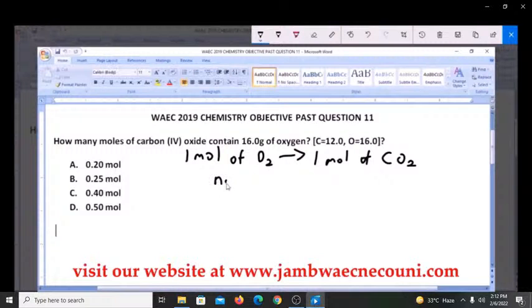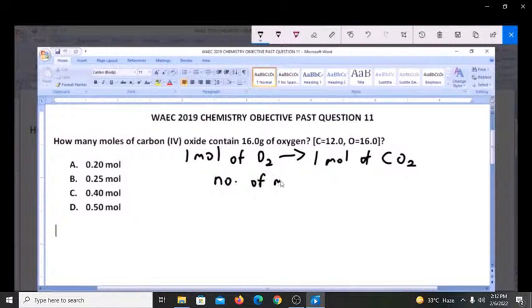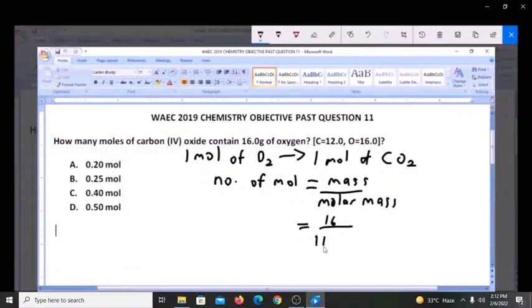So number of mole is equal to mass over molar mass. Now the mass we are considering is 16 grams, and the molar mass is 16 multiplied by 2, because there are 2 atoms of oxygen present in a molecule of oxygen, as seen here, O2. So 16 over 32, which is equal to 0.5 mole.